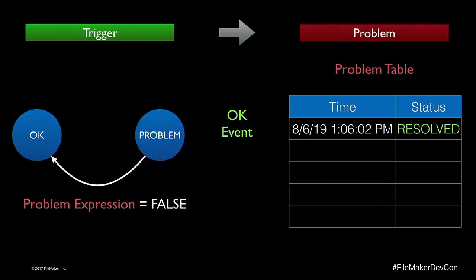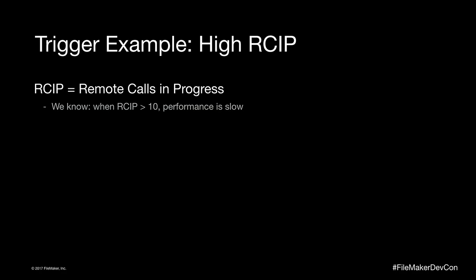And if we did, then in addition to having the problem expression be false, we would also need the recovery expression to be true. So we would need both of those conditions to be met in order to resolve the problem. Let's look at an example of when something like this might be useful. The remote calls in progress is one of the statistics that is tracked by FileMaker Server, and it can be an indicator of when there is a performance slowdown.